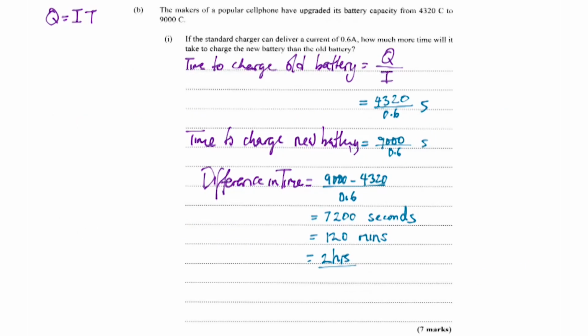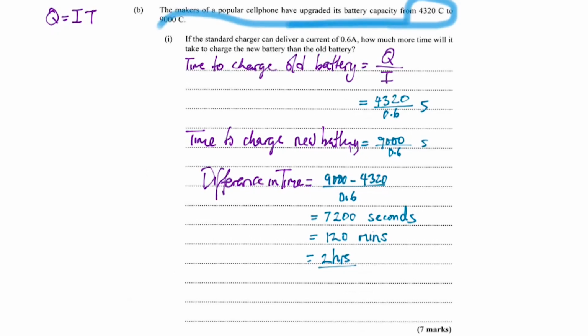So, move on. The makers of a popular cell phone have upgraded its battery capacity from that to that. If the standard charger can deliver a current of that, how much more time will it take to charge the new battery than the old battery? Let me read back this question. The makers of a popular cell phone have upgraded its battery. If the standard charger, all right.